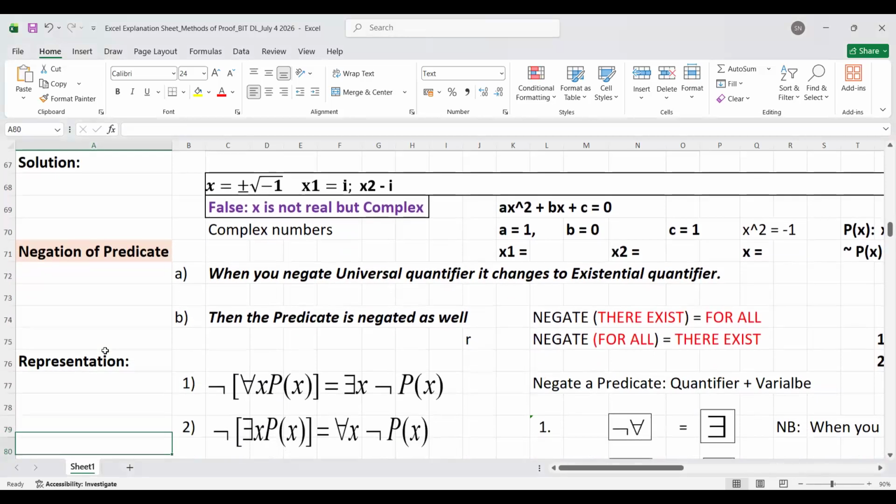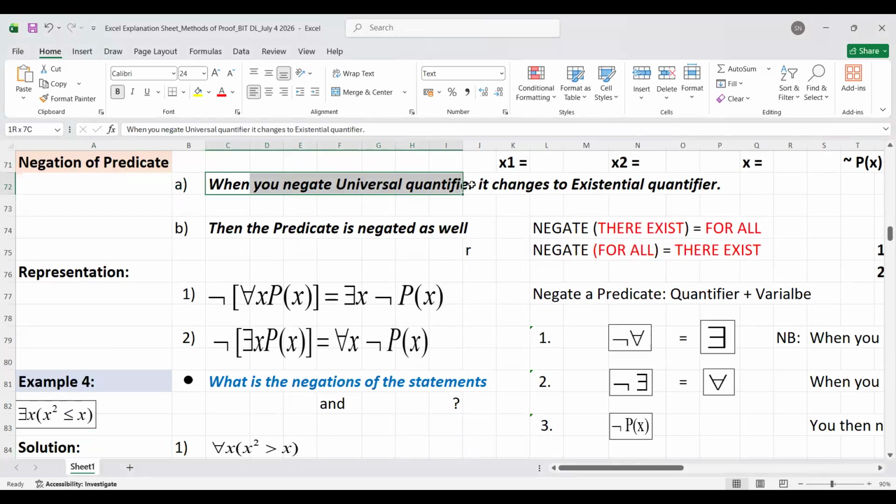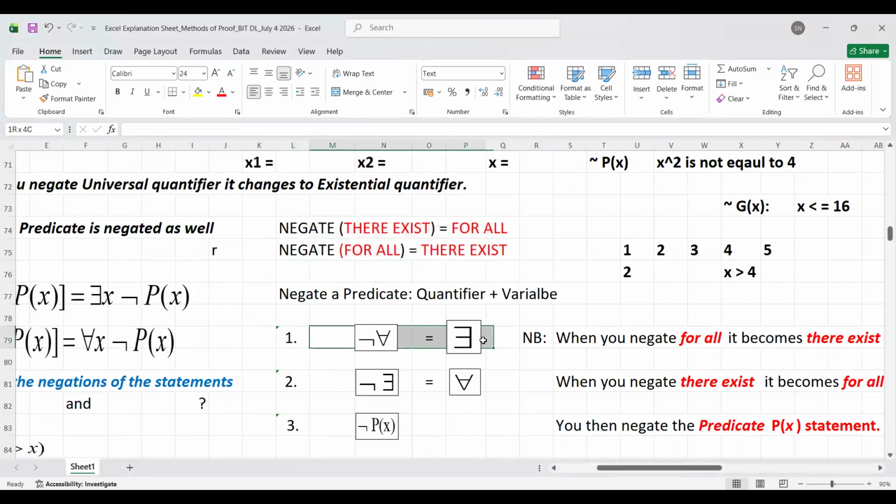So what do we do when you are asked to negate a predicate statement? All you need to do is first negate the quantifier. When you negate a quantifier, this is what happens. When you negate there exists, it changes to for all, and when you negate for all, it changes to there exists. These are the symbols that I have here. Then the next thing you do is negate the predicate statement. So if it is P of x, you negate it and it becomes negative P of x.